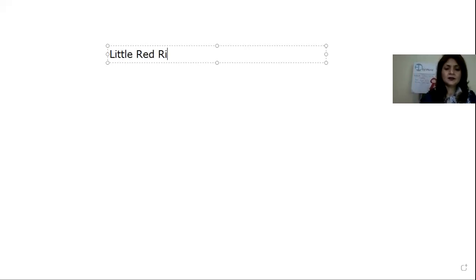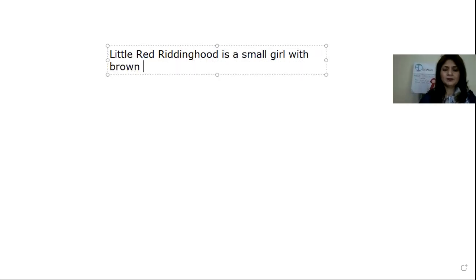Little Red Riding Hood. Now, Little Red Riding Hood is a small girl with what type of hair? Yes, with brown hair and big eyes. Yes or no? She has big eyes. You can see that. Okay.